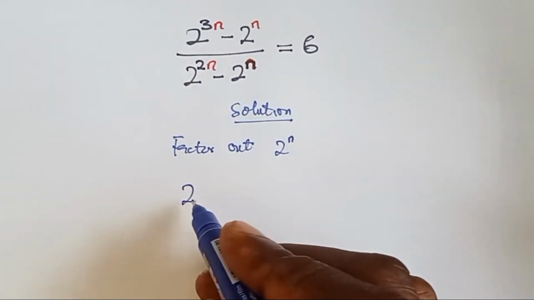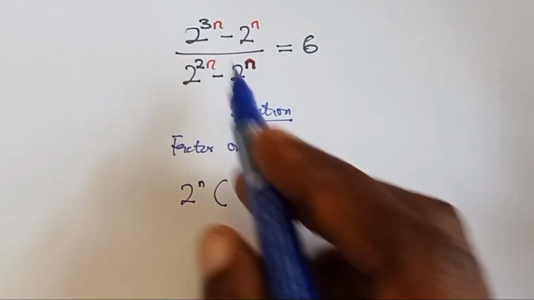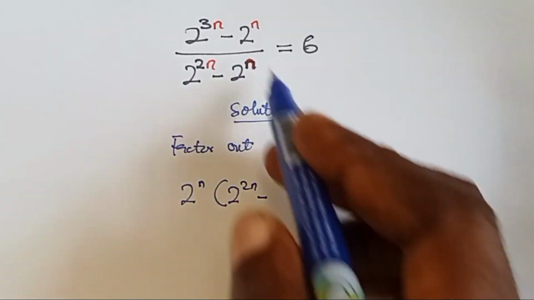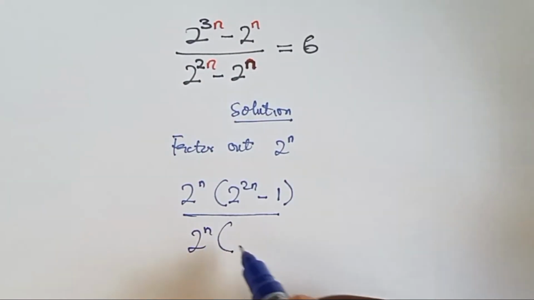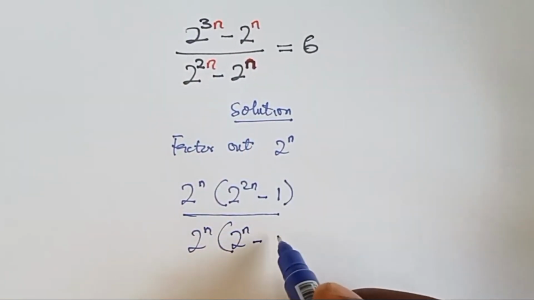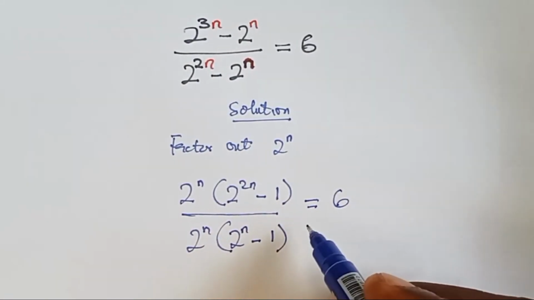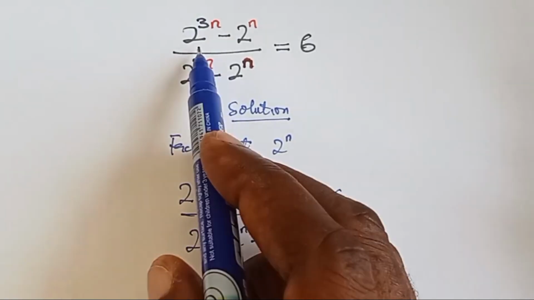Okay, so from here we have 2 raised to power n. When we remove 2 raised to power n from here, we have 2 raised to power 2n remaining and 2 raised to power n has been removed. What we have here is 1. Here too, 2 raised to power n is common. We factor it out. We have 2 raised to power n left and we have 1 left. Everything equals 6. By the time we expand this, 2 raised to power n times this will give us 2 raised to power 3n.